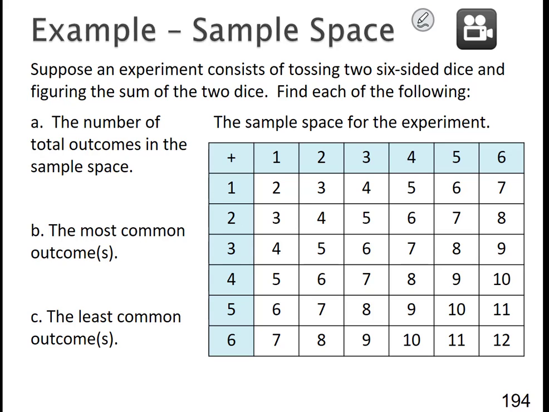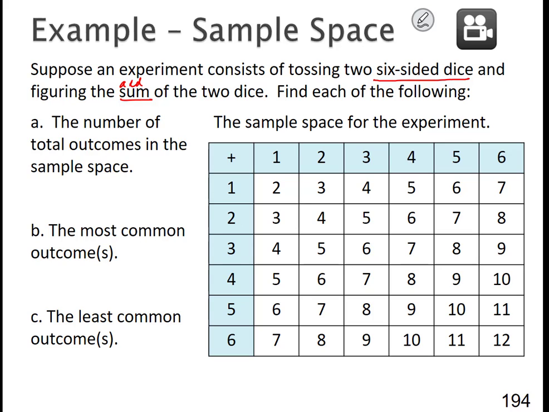So you've read the definition that a sample space is just a list of all the possible situations in an experiment. So suppose an experiment consists of tossing two six-sided dice, those are just your regular cubic dice, and figuring the sum of the two dice. We know sum means add them together. Find each of the following.